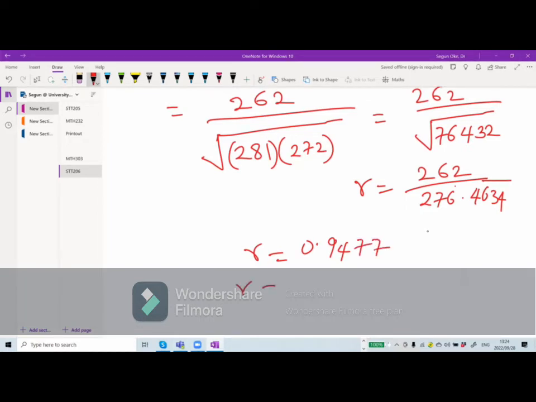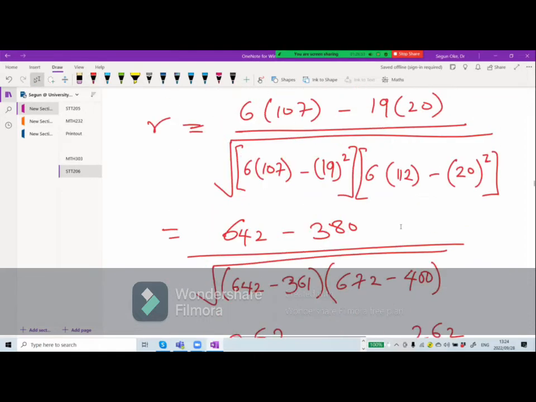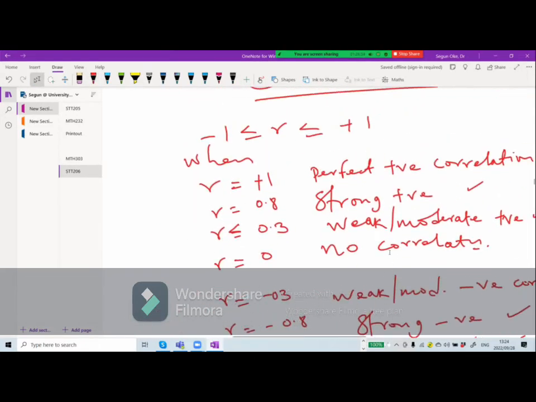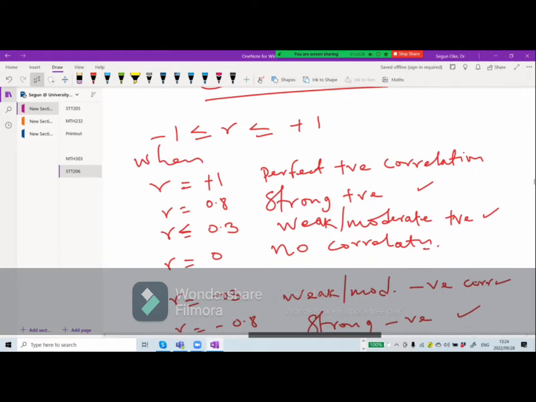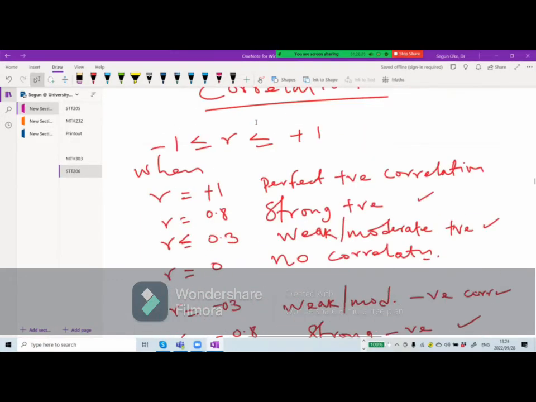Now, who can interpret this one for me? What category of R does it belong to? Look at the definition. You have 0.9477. Look at it. Strong positive correlation. That's just it. That's how you interpret it. You can see by yourself.